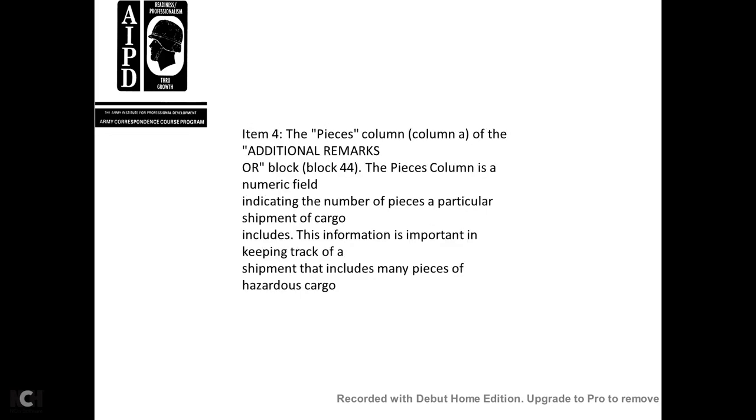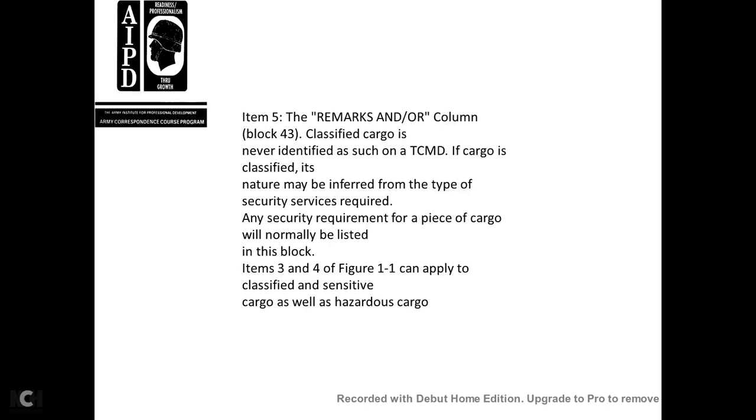Item 4, the piece column A, with the additional mark block 44, is a numeric field indicating the number of pieces in the particular shipment of cargo. It includes information important for keeping track of the shipment, which may include many pieces of hazardous cargo. Item 5, marks and/or column.